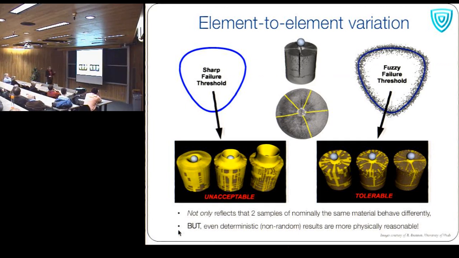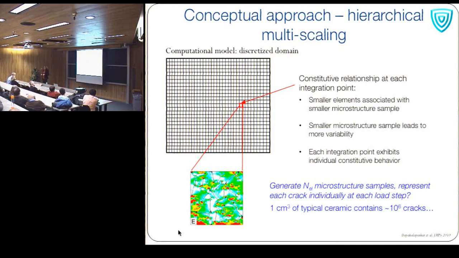So this not only reflects the fact that if you had two different samples of not only the same material, they might not behave the same, which is one issue that we need to think about in variability. But even if you weren't worried about that sample-to-sample variability, the deterministic or non-random homogeneous model will not give you a physically reasonable result in all cases. So you really do have to think about this. It's an inconvenient truth.